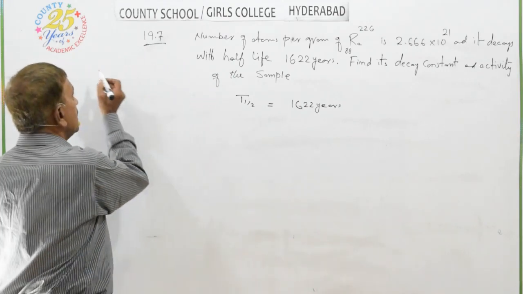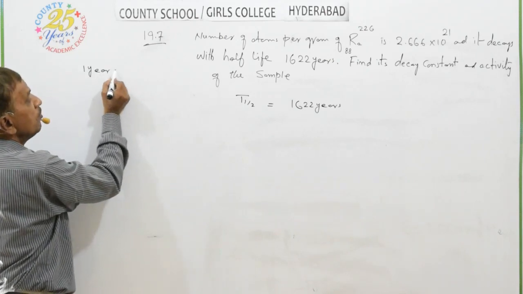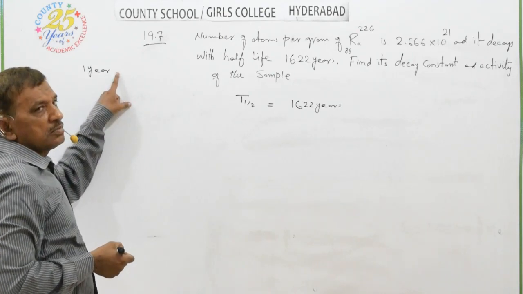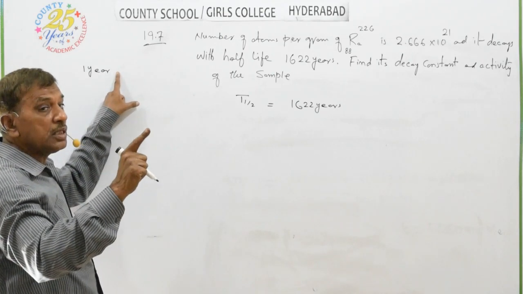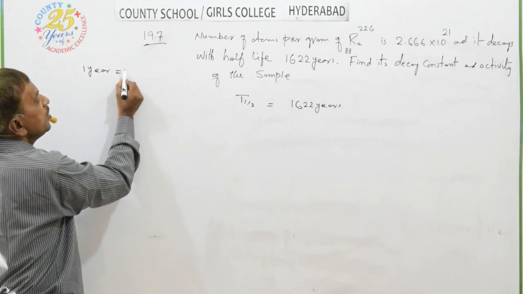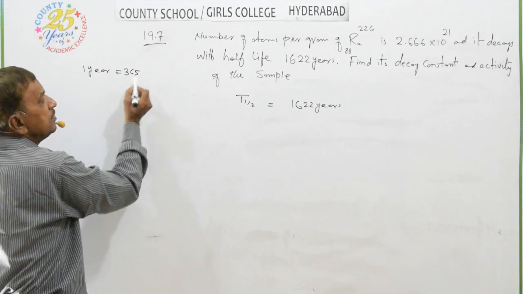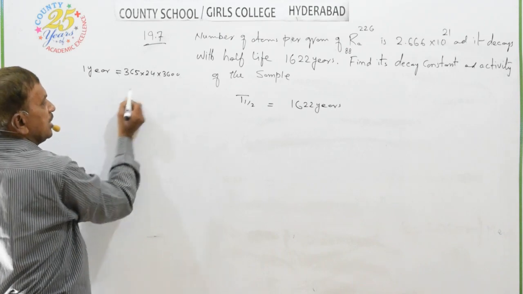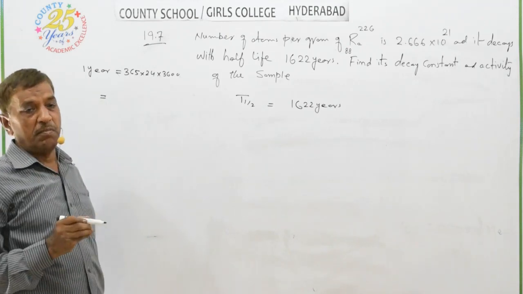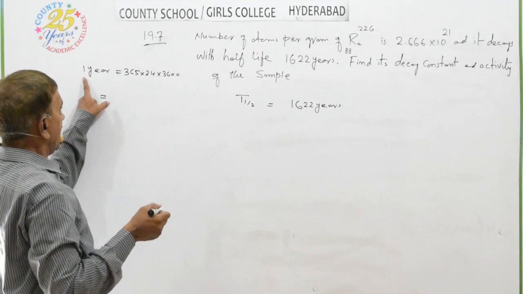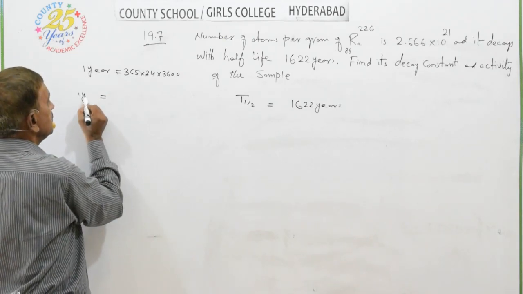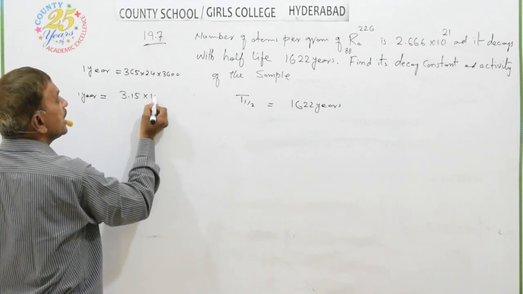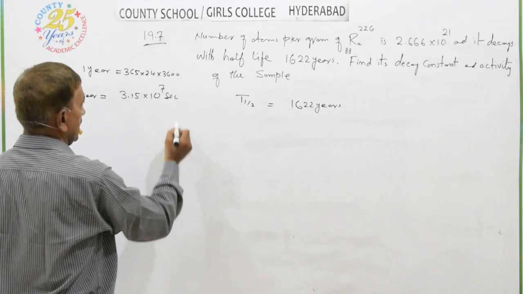One thing to be noted, as I previously solved with this technique: 1 year has how many seconds? 1 year means 365 days, 24 hours, 3600 seconds. So that is the total number of seconds in 1 year. So 1 year means 3.15 into 10 raised to power 7 seconds.